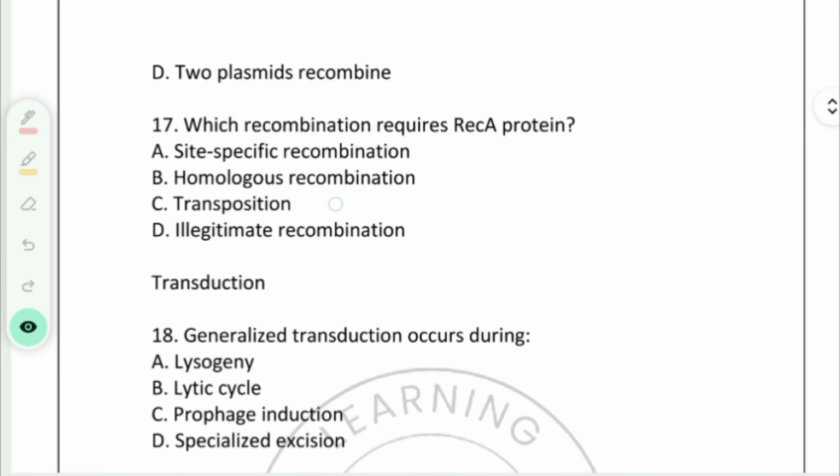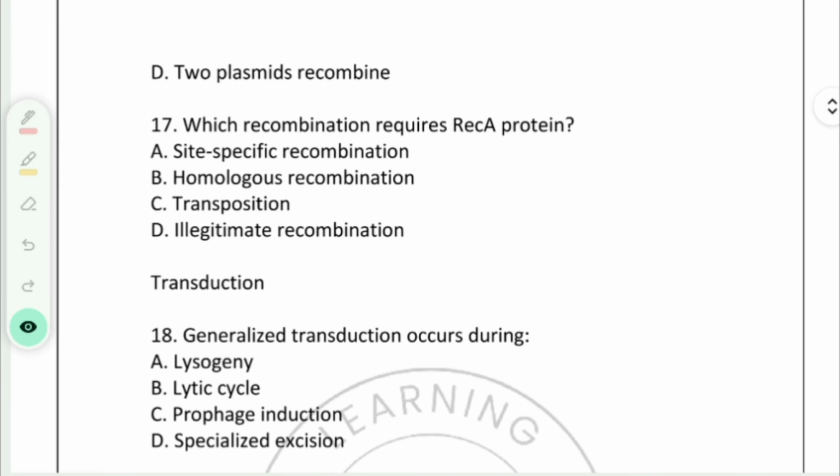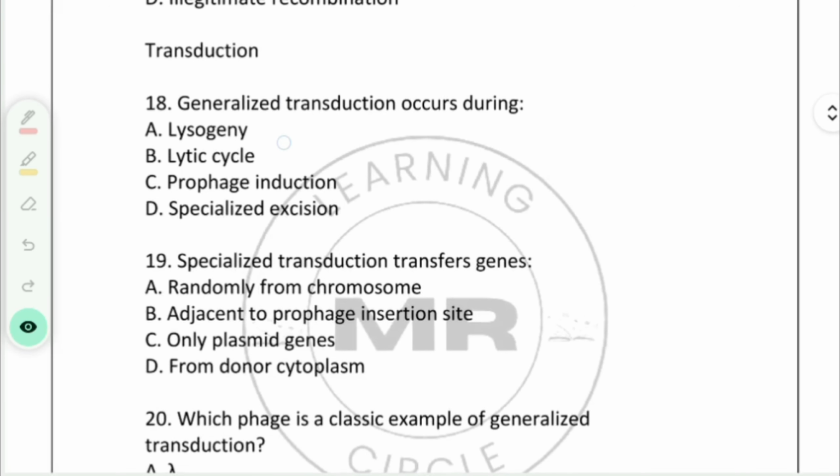Question number 17. Which recombination requires RecA protein? Options are A, site-specific recombination, B, homologous recombination, C, transposition, D, illegitimate recombination. So the correct answer for this question is option B, homologous recombination.